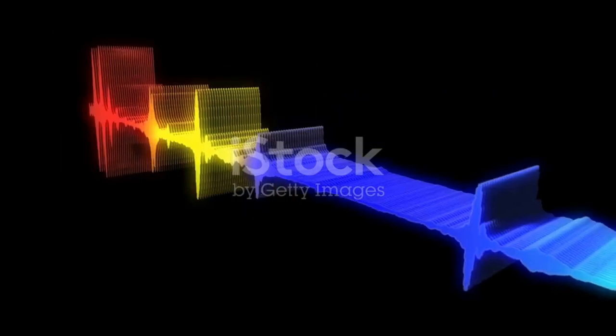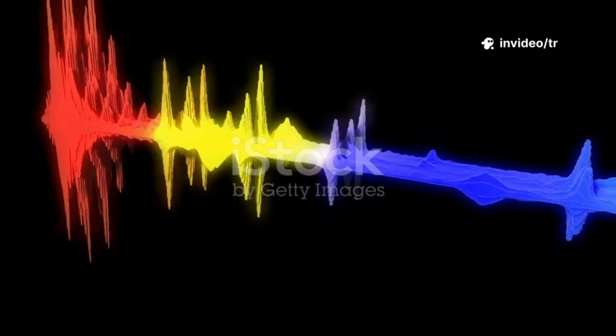Second, frequency. This is the number of complete wave cycles that pass a point every second. It's measured in hertz. 1 hertz means 1 vibration per second. Frequency is the physical determinant of pitch. A high-frequency sound, like a piccolo's note, has a high pitch. A low-frequency sound, like a bass guitar, has a low pitch.